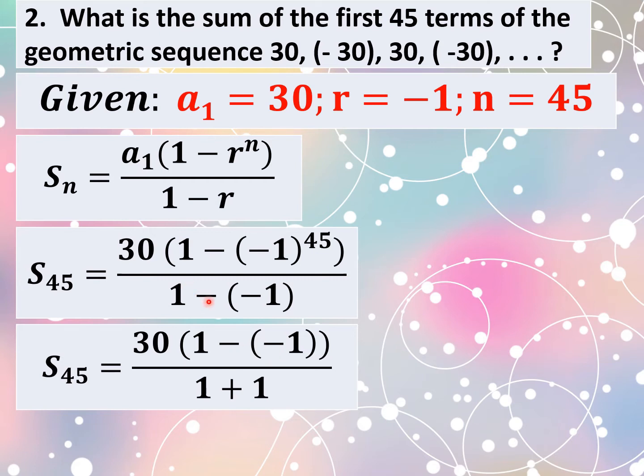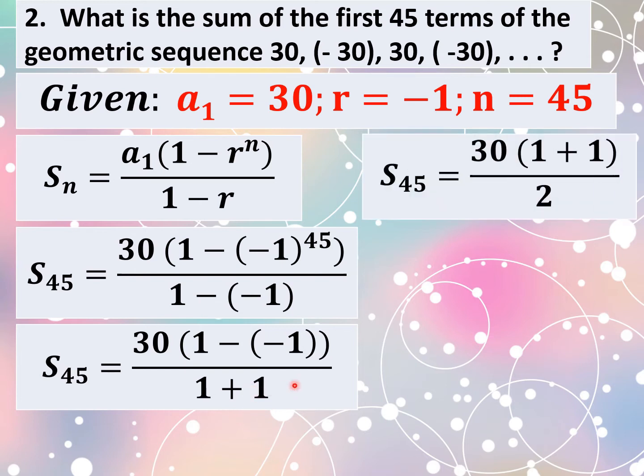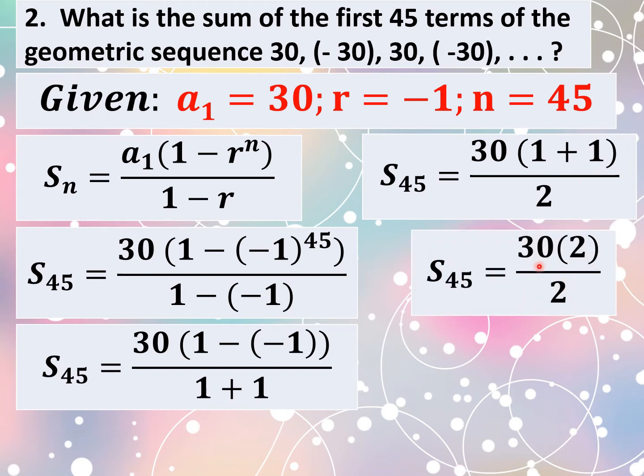Yung negative 1 minus 1, mag-change ulit ng sign dito sa subtrahend. Same with the operation. So, magiging 1 plus 1 na siya. So, 1 plus 1 is equal to 2. Dito rin sa numerator, 1 plus 1 is equal to 2. So, we have now 30 times 2 over 2. So, dito pa lang, pwede na tayo mag-cancel ng 2. So, 2 divided by 2 is 1. Same with the denominator. So, ang magiging answer na natin is 30.